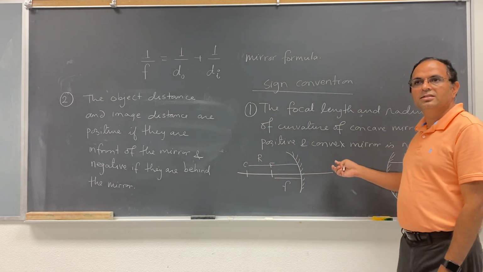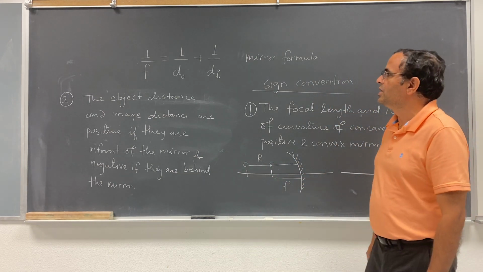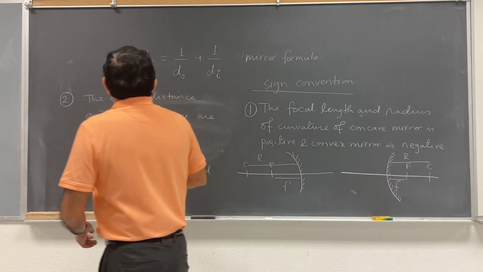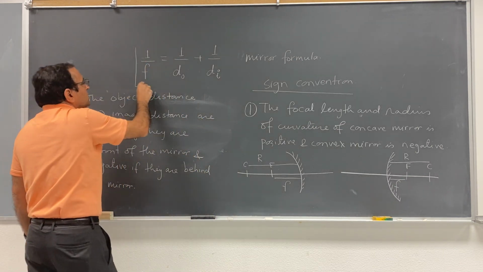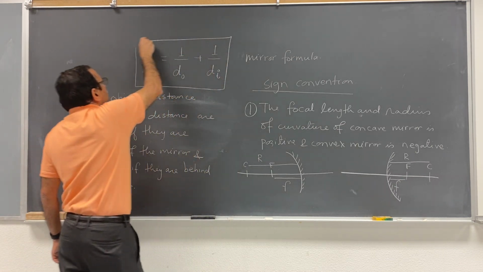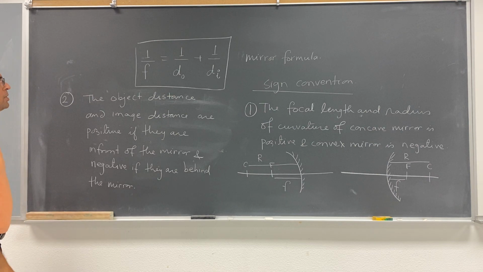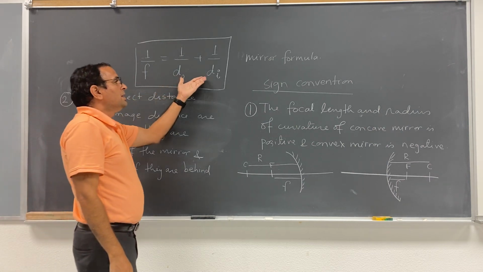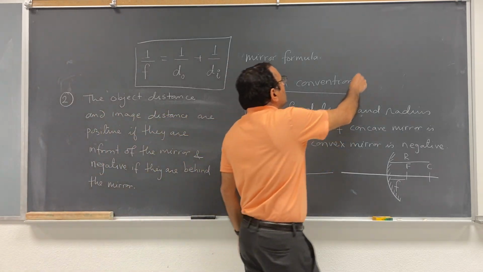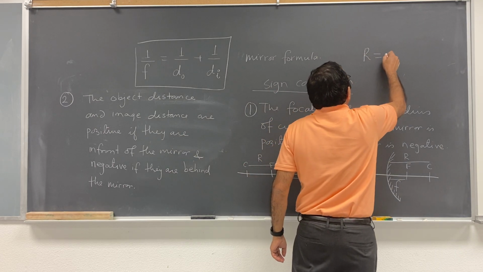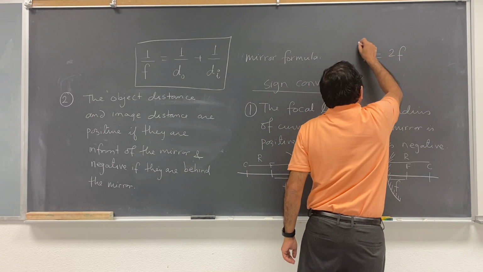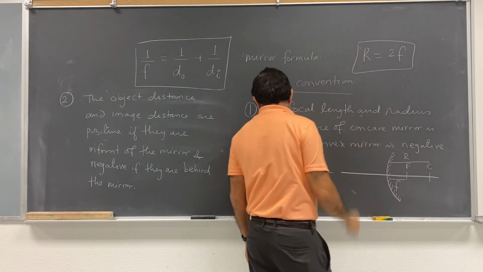The sign convention is also important to solve the numerical problem. And the important equation here is the mirror formula, 1 over f equal to 1 over object distance plus 1 over image distance, and the other formula is the radius of curvature r is 2 times the focal length. Okay, so this is also the formula.